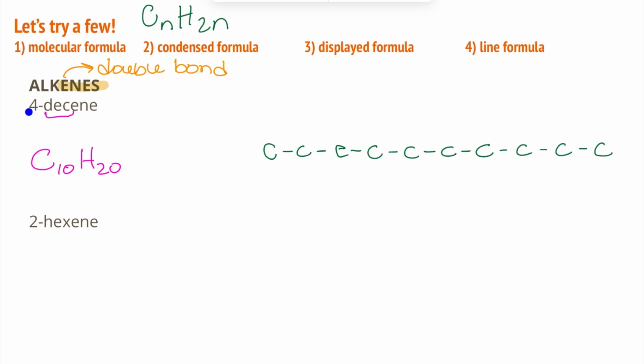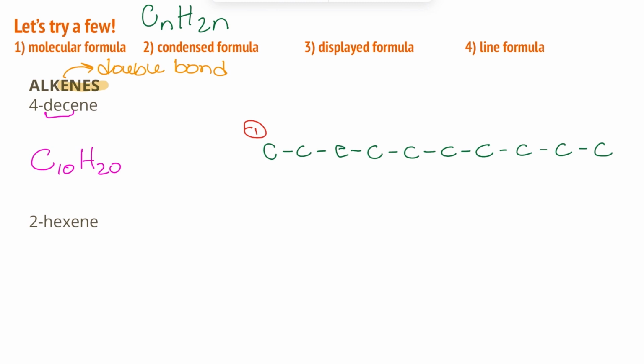And now, what does this 4 tell me? This tells me my double bond is going to be coming out of the 4th carbon. And I could start this as my carbon number 1. I could also start this as my carbon number 1. Whatever way you prefer, you can start your numbering. I usually go left to right.